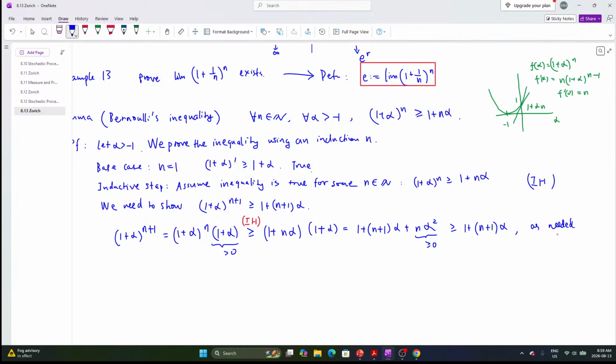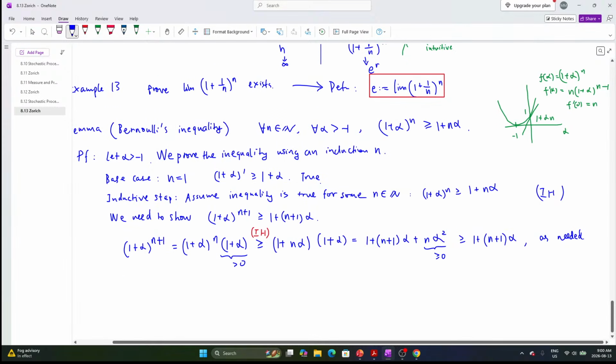Okay, I always write things like "as needed" when there's a need to show something stated at the front, just to kind of close the bracket. It's like, if I say "claim" something and I finish the proof of the claim, I write "as claimed." So it's also a nice way to create structure in the proof. All right. So yeah, that's it, right?